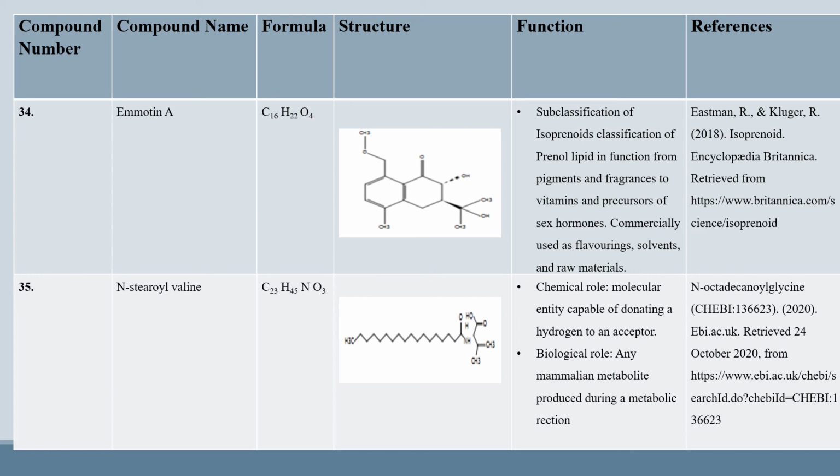Compound number 35, named N-acetyl valine. The formula and the structure are shown. As for the roles of classification, it can be classified into chemical and biological roles. For chemical roles, a molecular entity capable of donating hydrogen to an acceptor via oxo acid, and for biological role in human metabolites, any mammalian metabolite produced during a metabolic reaction.